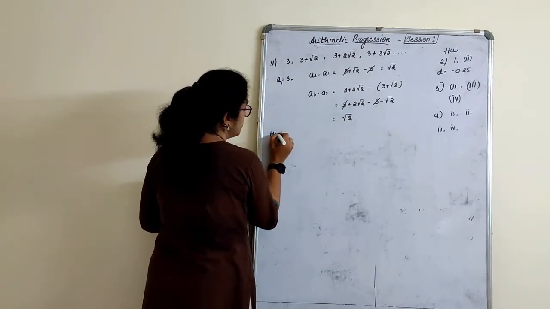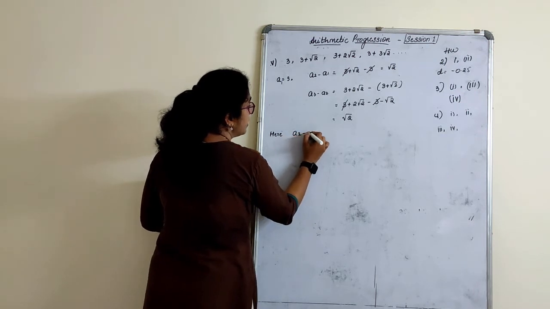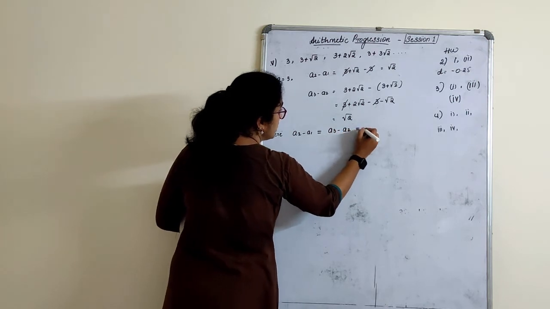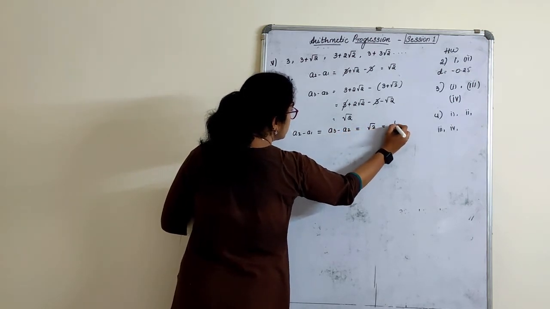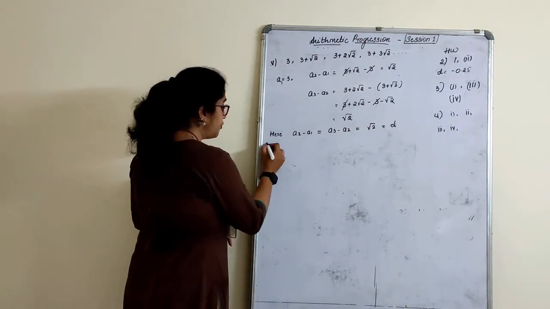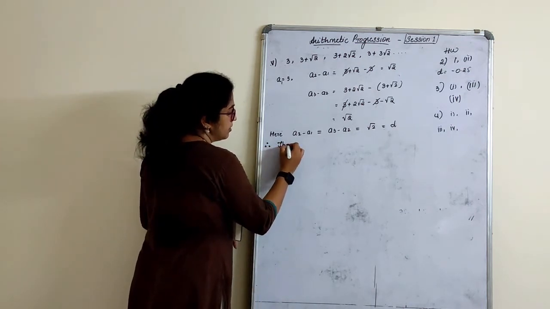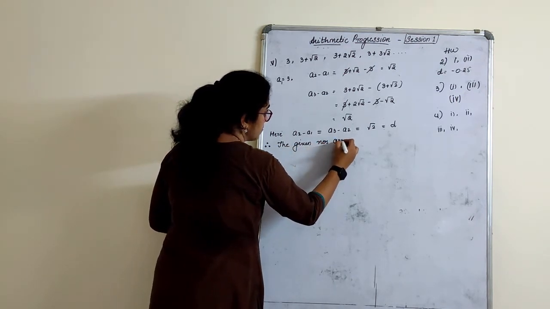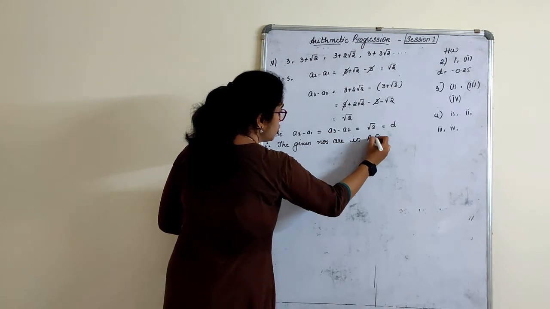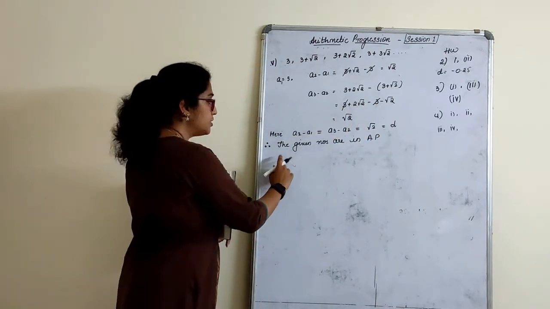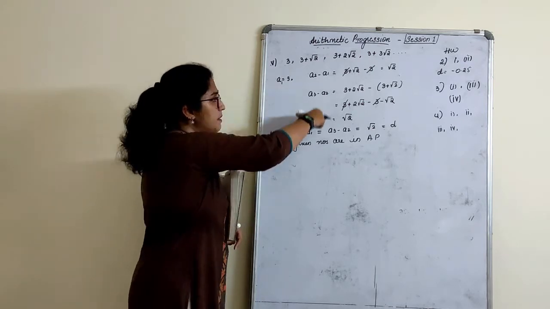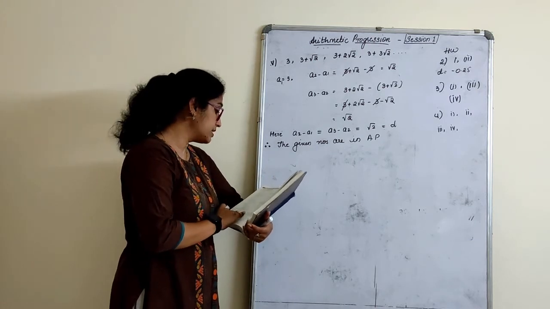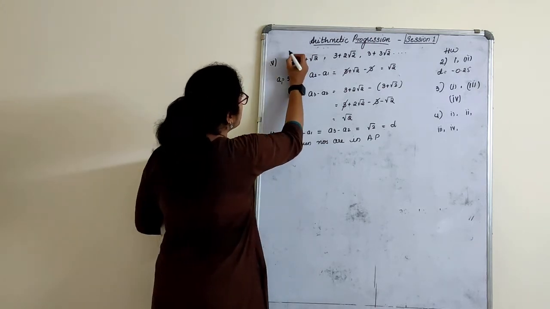Here A2 minus A1 is equal to A3 minus A2 is equal to root 2, that is the common difference. Therefore, the given numbers are in AP. Now children, in case it was not equal, you would say that the given numbers are not in AP. These steps are common and the same. Now since it is an AP, I should find how many more terms? 3 more terms. See which all are given.